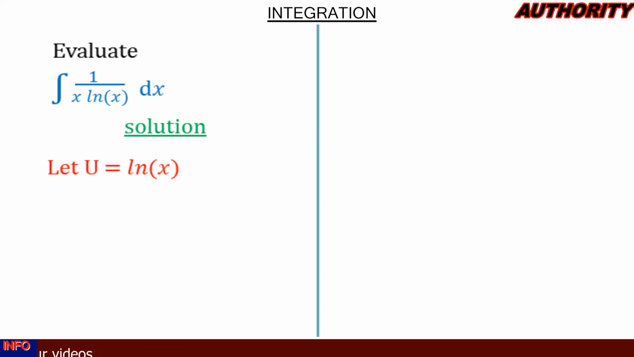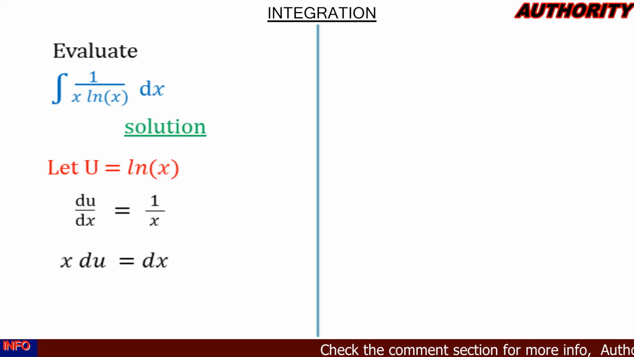Now we find the derivative of this u with respect to x, which is going to give us du/dx is equal to 1 all over x. Now let's cross multiply. In doing so, we are going to have x du is equal to dx. Okay, that means in place of dx, we are going to replace it with x du.